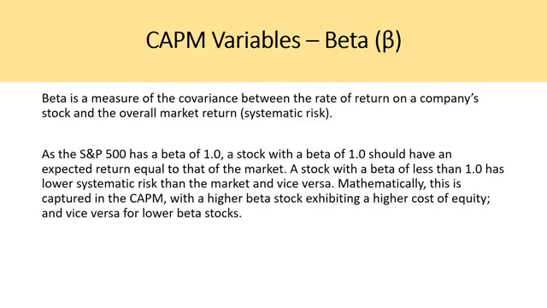Alrighty. So beta. Beta is a measure of the covariance between the rate of return on a company's stock and the overall market return, systematic risk. As the S&P 500 has a beta of 1, a stock with a beta of 1 should have an expected return equal to that of the market, right? So if the stock has a beta of 1, then the performance of that stock is expected to match the performance of the S&P or the market.